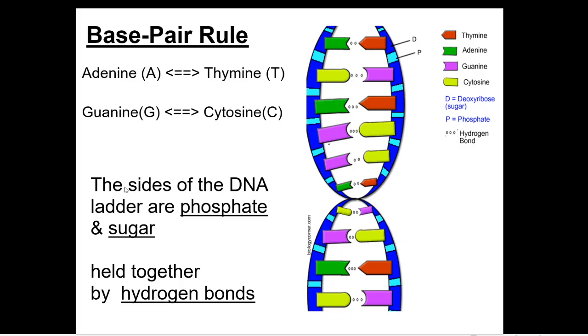Okay, and the sides of the DNA ladder, those are our sugar and phosphates. So the light blue and dark blue, those are your sugar and phosphates. And the rungs are held together by what we call hydrogen bonds. You'll learn how strong those are once you get into chemistry. Just know they are held together by hydrogen bonds. What does that mean? It's because the atom hydrogen is in there and it's bonded to something else. So you can see how the rungs of those ladders are bonded together here.